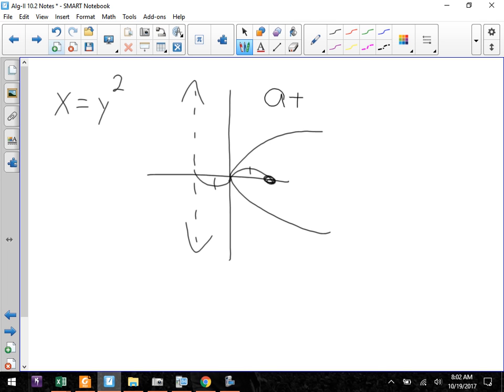If my directrix is moving up and down, what's the equation of every single vertical line?